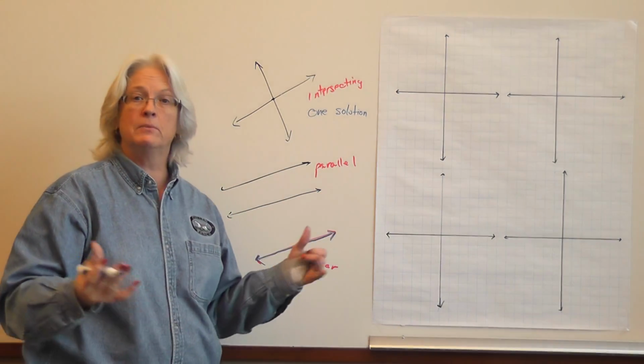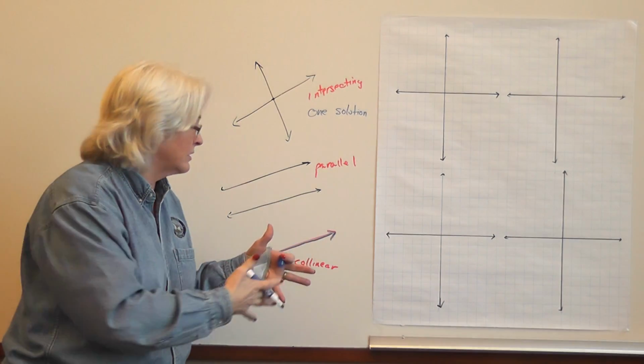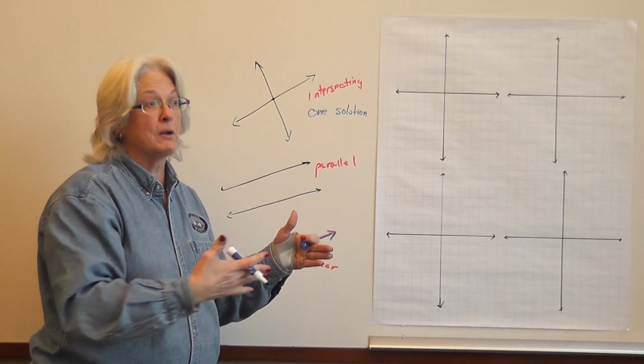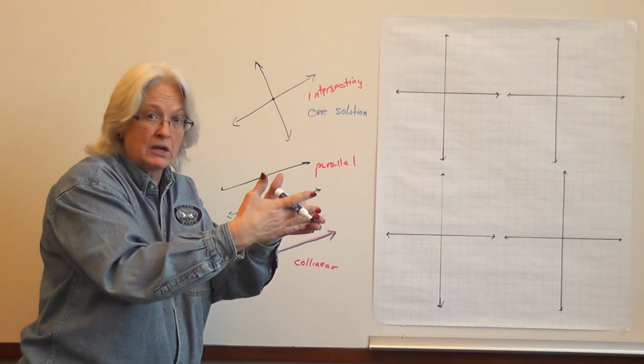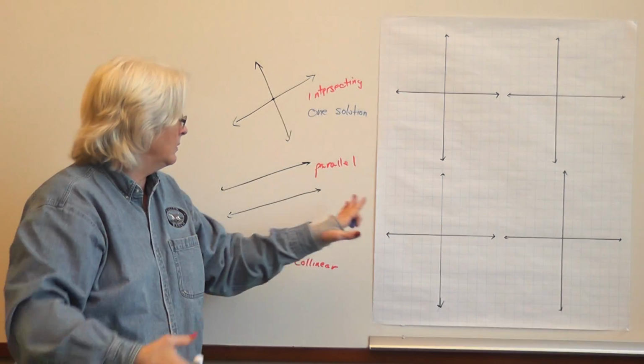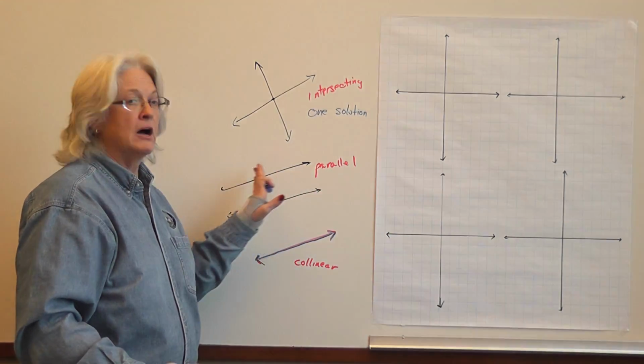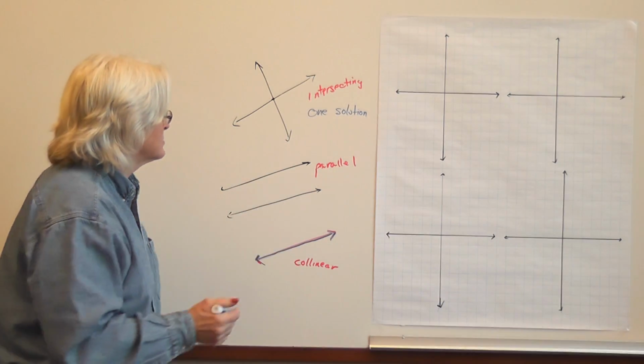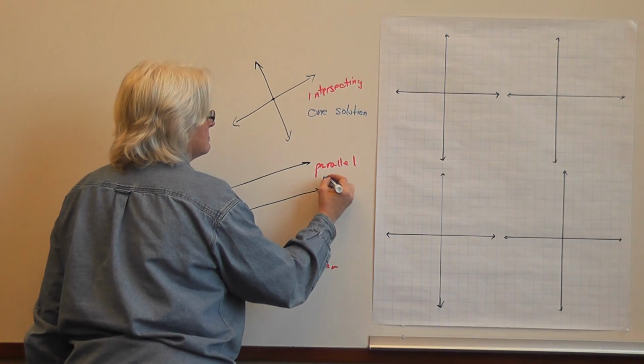With parallel lines, how many solutions are there? How many times are they going to touch? Well, we've got a problem if our railroad track comes together and touches. Parallel lines continue infinitely in either direction, and they never intersect. So there's no solution to these.